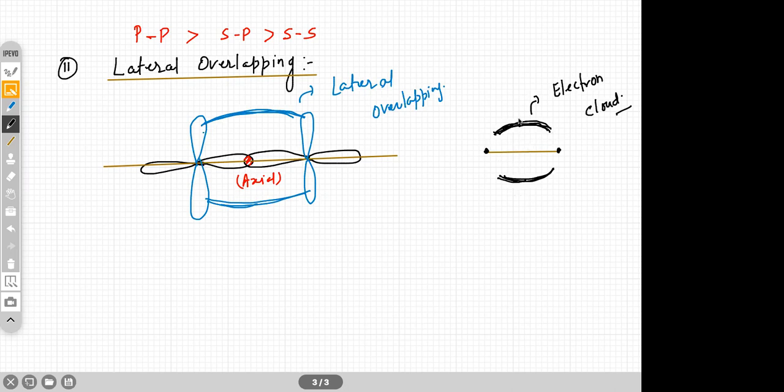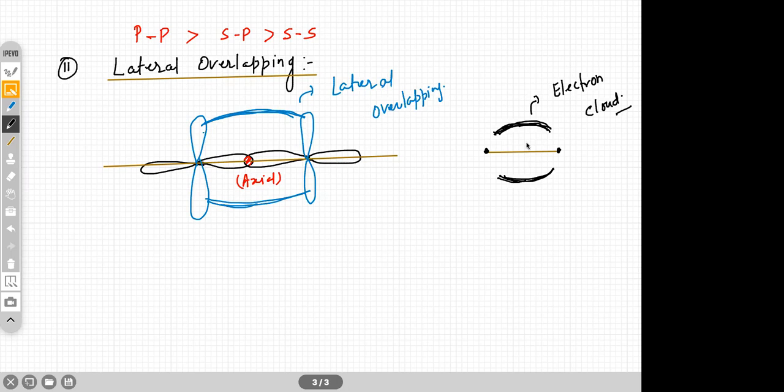Yes, the electron will be on one side only at a time, but which side we do not know. That's why I represent it like this. Exact position we cannot find out, no? The orbitals which have an unpaired electron will take part in overlapping, and hence the electron gets paired.